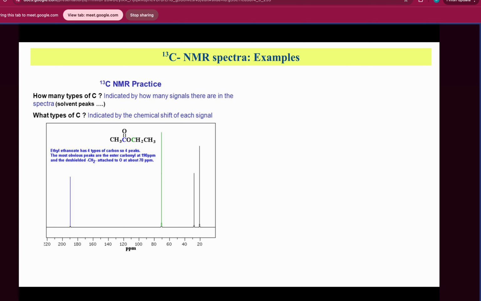These are further examples of C13 NMR spectra. In this case also, we will first identify how many types of unique carbons are present. Because we will not look into the splitting, we simply check how many unique carbons are present. In this scenario we have 4 unique carbons, so we will see 4 different peaks.